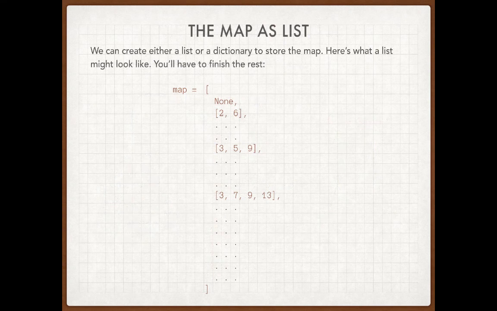Now, that's one option. I could also do this as a list. So let's take a look at how I would do this as a list. And again, when you're writing this code, turning it from pseudocode into Python, you may actually want to try it both ways.